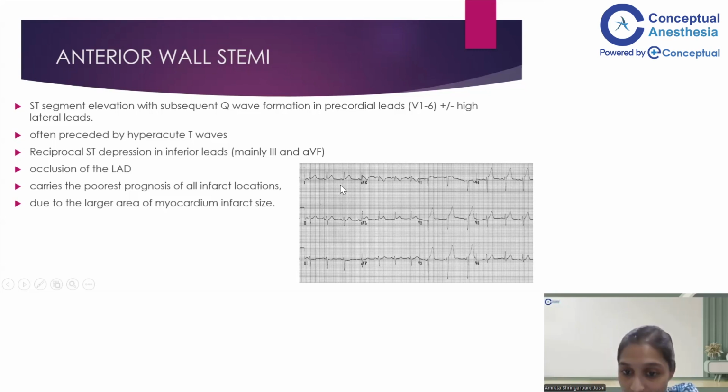Can you see here that the elevation is here, and in V2, V3 and V4. It is often preceded by hyperacute T waves like we mentioned. Whenever you get ST elevation, you get reciprocal depression in the opposite leads. Opposite to the anterior will be the inferior. Can you see in lead 3 and AVF? Not so prominently in AVF, but in lead 3 you can see definite ST segment depression, and some depression in lead 2 as well, again inferior leads. Anterior wall MI is the most common.